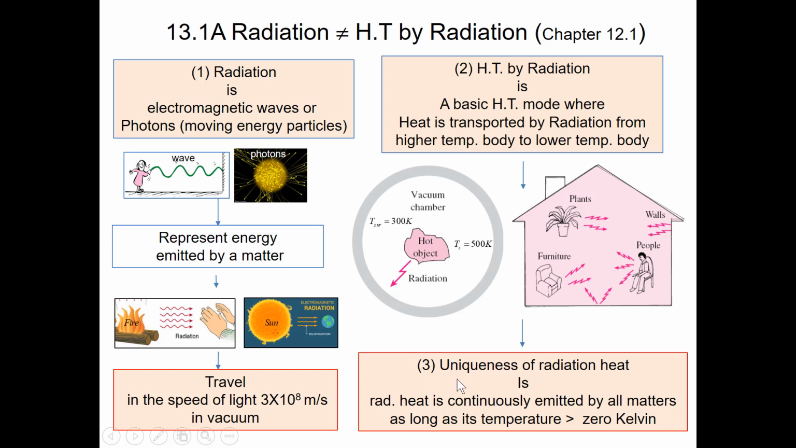Third, the uniqueness about radiation heat is that radiation heat is constantly emitted by all matter as long as its temperature is greater than 0 Kelvin, no matter whether it is people or furniture. However, due to the low intensity, you may not feel the radiation heat from them.